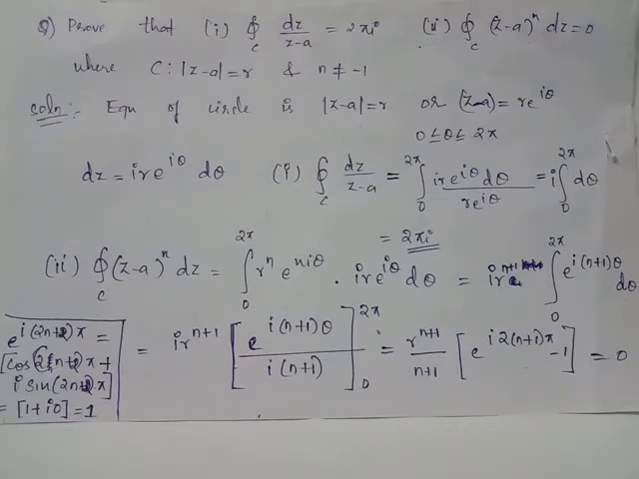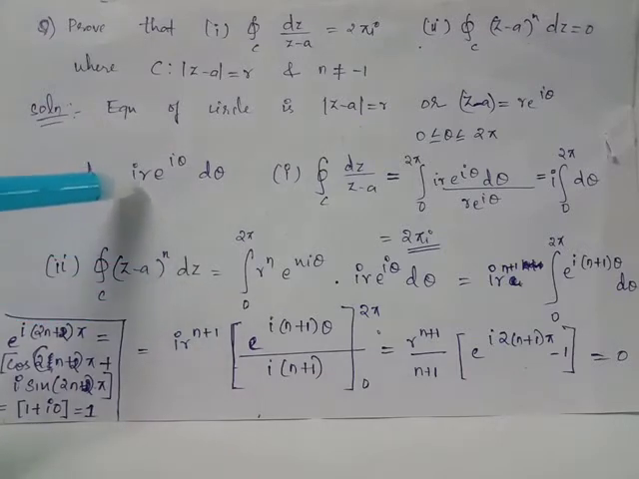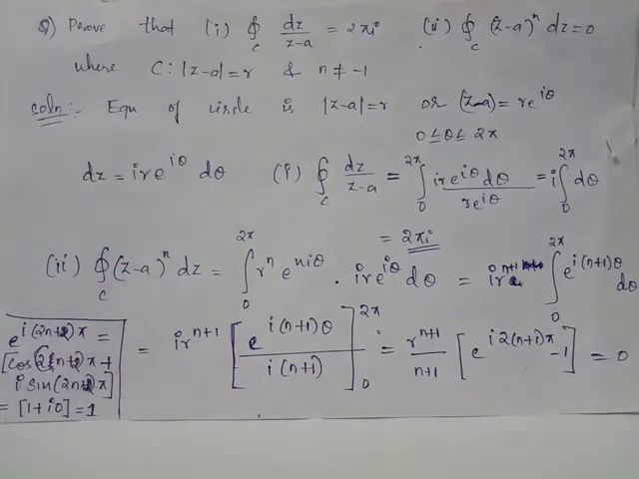Now for the second result, z minus a can be replaced by r e raised to i theta. Therefore, (z minus a) the whole raised to n becomes r raised to n into (e raised to i theta) the whole raised to n, which becomes r raised to n into e raised to n i theta. Also, dz can be replaced by i r e raised to i theta d theta. Now, r raised to n into r can be taken outside the integral, being a constant. It becomes r raised to n plus 1.